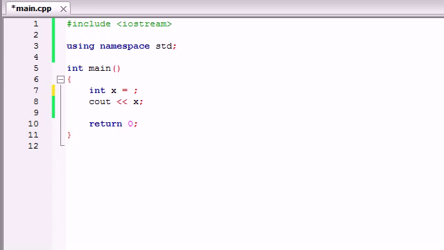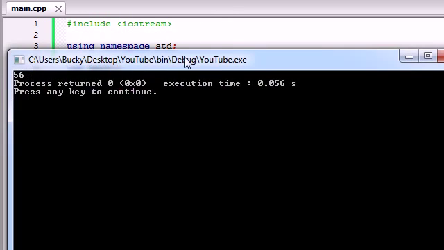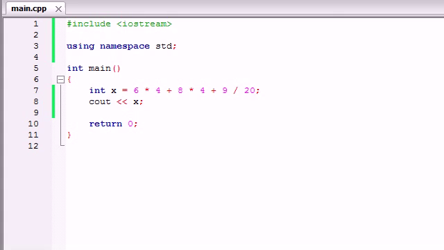Now, aside from just one number, arithmetic operator, another number, you can have complex calculations like 6 times 4 plus 8 times 4 plus 9 divided by 20. And if we go ahead and build and run this, let's see what we get. 56. We're saying, alright, so what order is this doing this in? Is it doing 6 times 4 and then plus 8? Or is it doing 4 plus 8 and then times that by 6? Because depending on how you do it, it's going to come out with a different result.